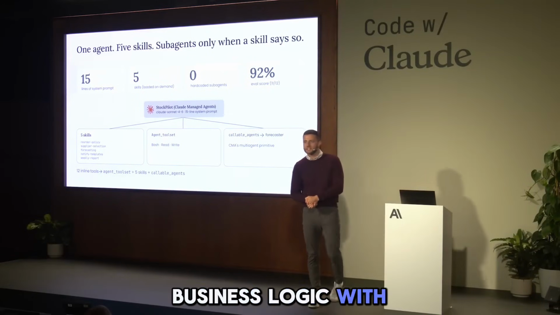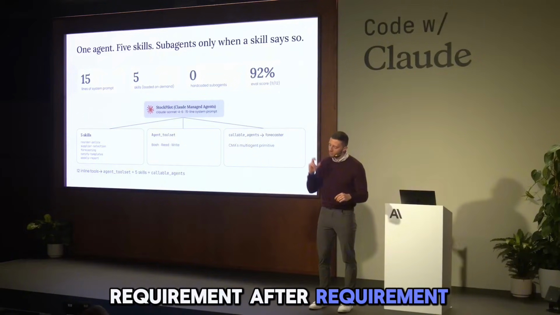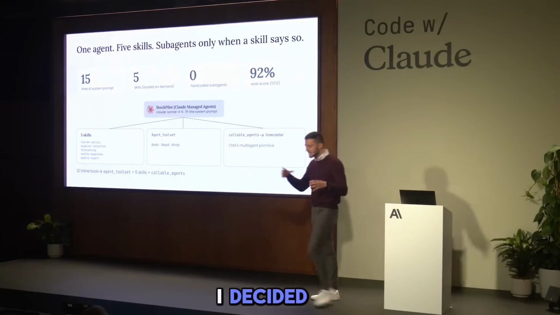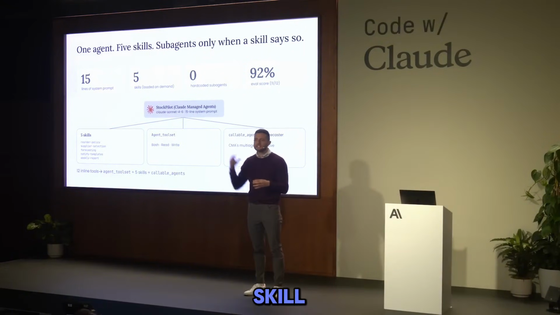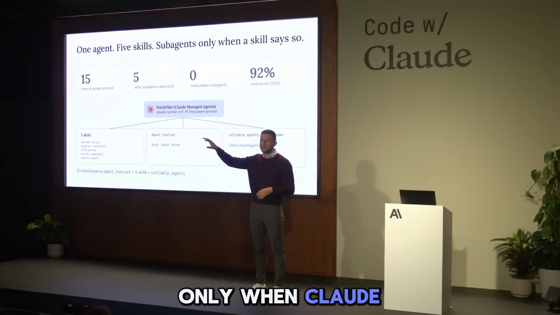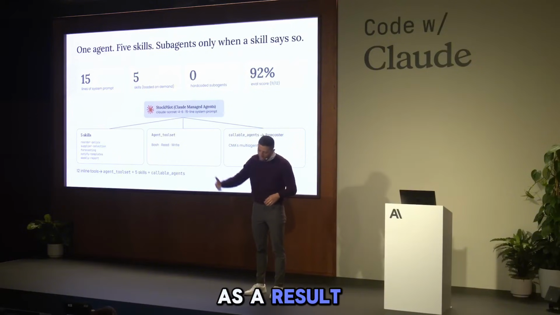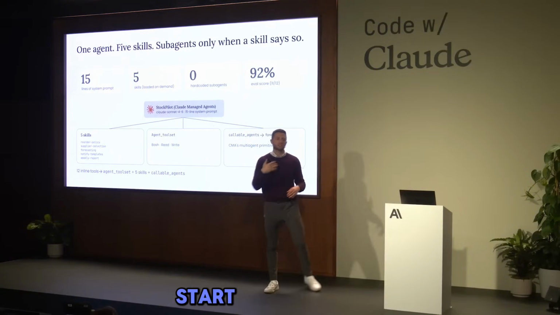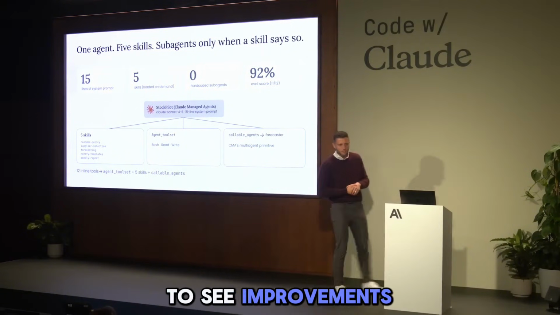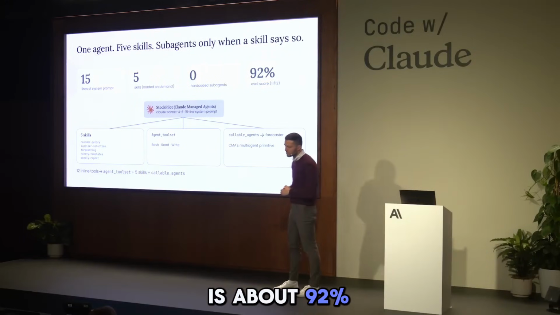and we replaced all of our business logic with skills. I was just stuffing requirement after requirement into my system prompt. I decided to package it up as skills so that Claude could pull that information into its brain only when it realized it needed it in order to solve a problem. As a result, we showed how we can start hill climbing on evals to see improvements over time. At the end of this, my eval score is about 92%.